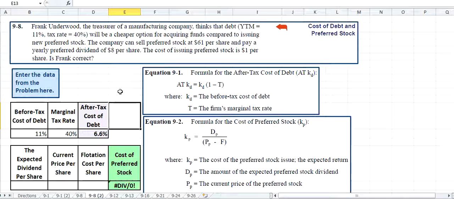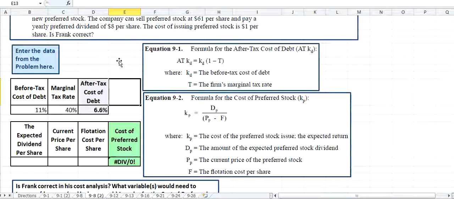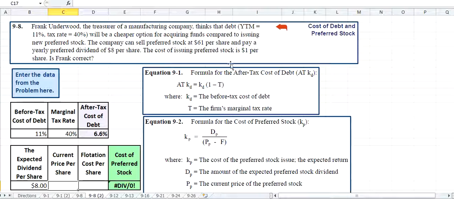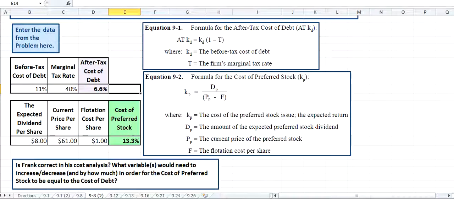Okay, now let's compute our cost of preferred stock. So the expected dividend per share is $8. So we'll put that in right here. And our current price per share is $61. So we'll put that in this box. And our flotation cost per share is $1 per share. So we'll put that right there. And we can see that our cost of preferred stock is much higher, so the return on the preferred stock is much more than the after-tax cost of debt.